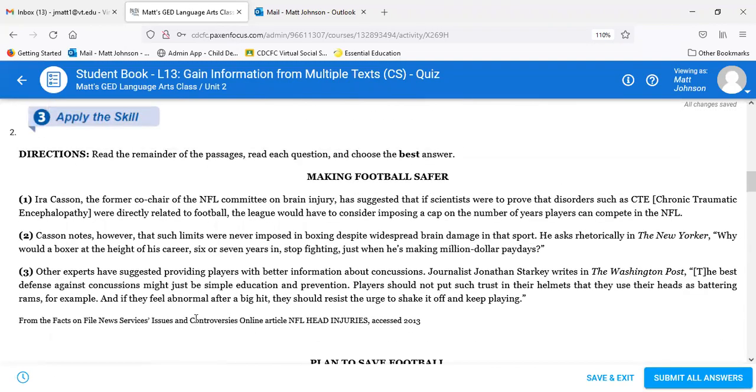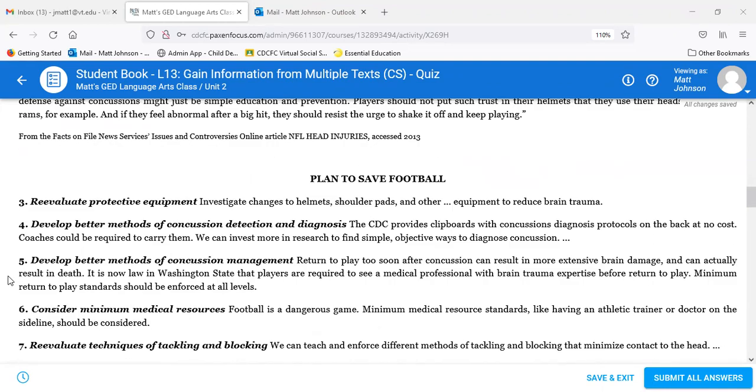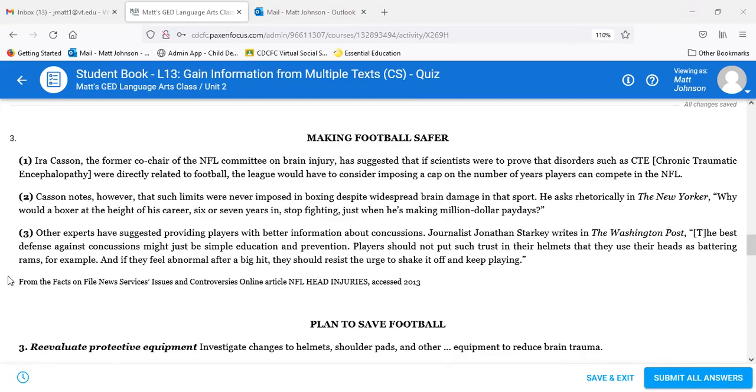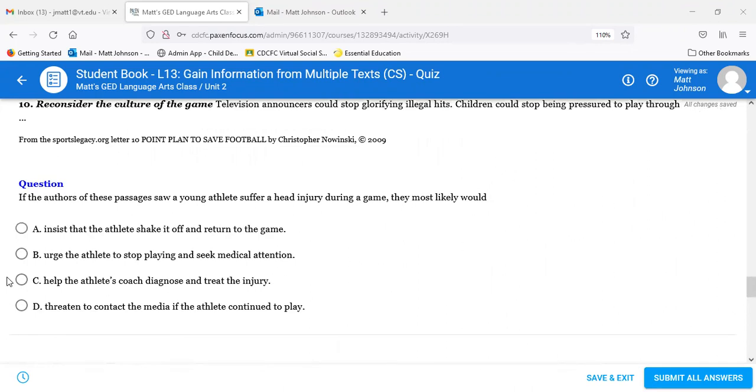And then we also see it up here, players not put much trust in their helmets, changing the culture there, urge to shake it off and keep playing, as it says there right at the end. Okay, so C for 2 and 3 got our same passage.